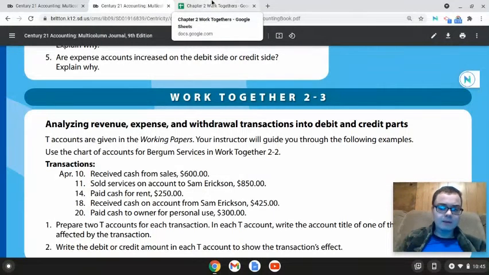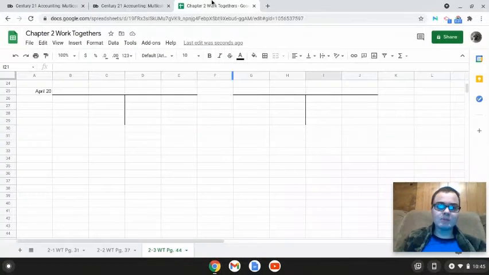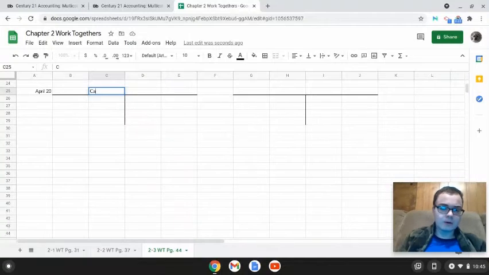And finally, the fifth transaction, this last one reads, on April 20th, paid cash to owner for personal use, $300. All right, so again, the first thing that we have to do is figure out what accounts are being affected here. When we pay cash to the owner for personal use, the two accounts that are being affected here are cash and also the owner's drawing account, which in this case is Kathy Burgum Drawing.